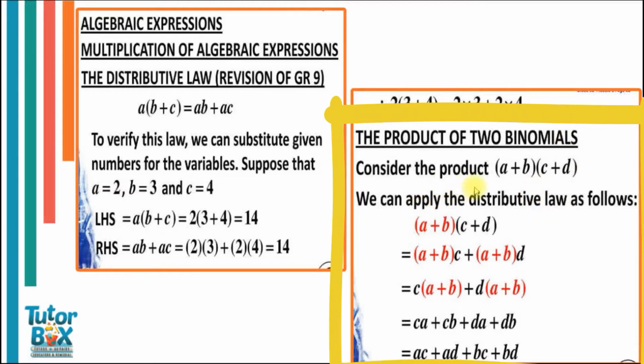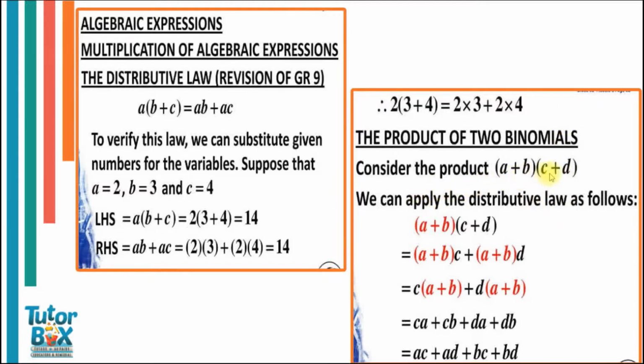Right. And then let's just also recap on the product of two binomials. So consider the product A plus B and then C plus D. So we can apply the distributive law as follows, right? So we have A plus B and then C plus D there, right? So first what we're going to do is we're going to take this A plus B, we're going to multiply it by C, okay? And then with a plus, now we take the A plus B and then we multiply it with a D, okay?